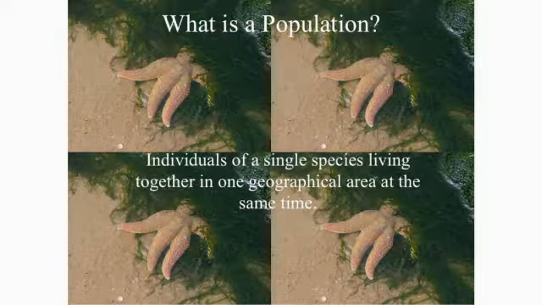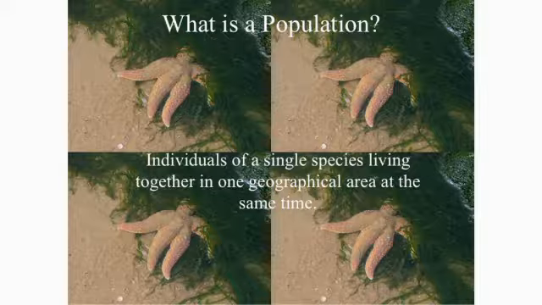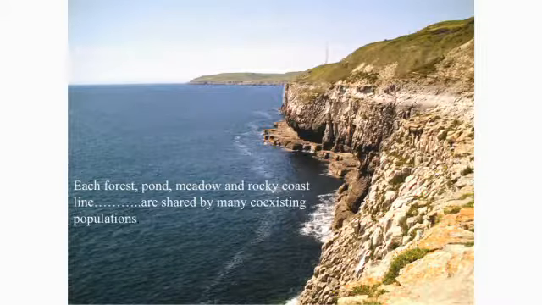So what is a population? It's individuals of a single species living together in one geographical location at the same time. Now, when we talk about species, that is organisms which are able to interbreed to produce fertile offspring. And when we talk about the geographical area, the physical area in which these species live, that's called their habitat. So habitats such as forests or ponds or meadows are shared by many coexisting populations. And an assemblage of two or more of these populations is known as a community.